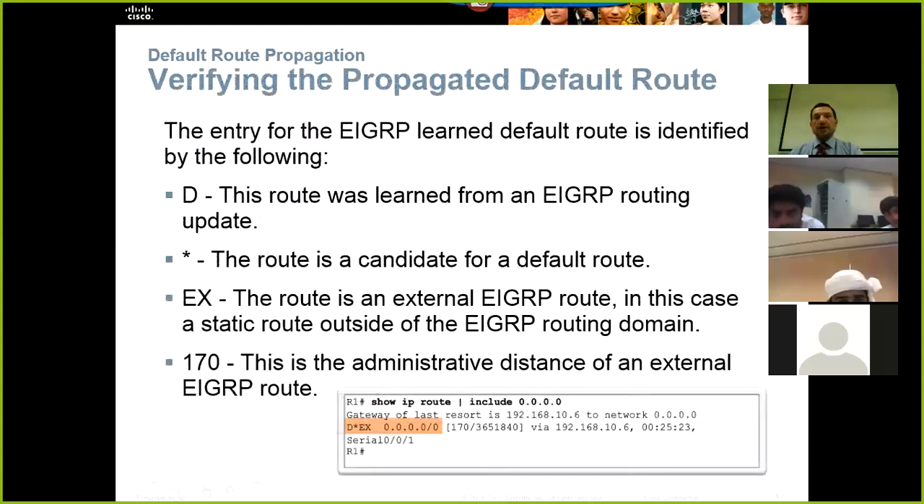Okay, and notice the other routers, when they receive it, one, they received it via EIGRP, so it's a D. There's a star because it's a default route. It's an EX because it's external, it came from a static. And the admin distance is 170, to differentiate it from the 90, which is the administrative distance for the internal EIGRP routes.